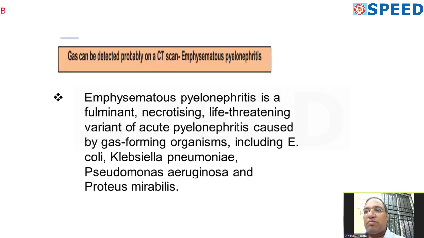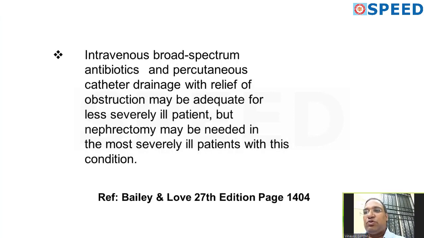We also discussed that it is more commonly seen in diabetes mellitus and in the parenchyma of the kidney. The most common organism is E. coli, a gas-producing organism. Bailey and Love, 27th edition, page number 1404. Same picture available in PPT.